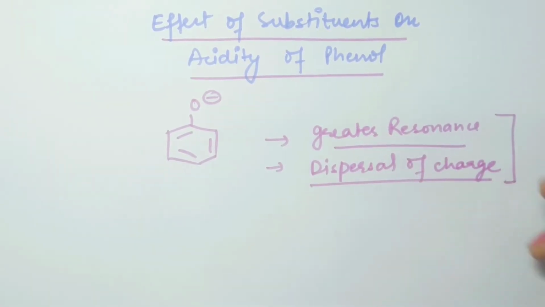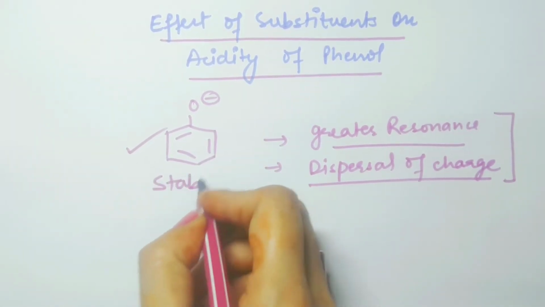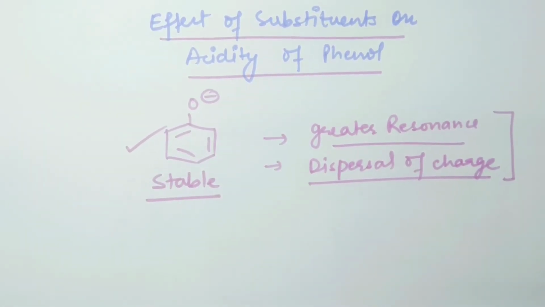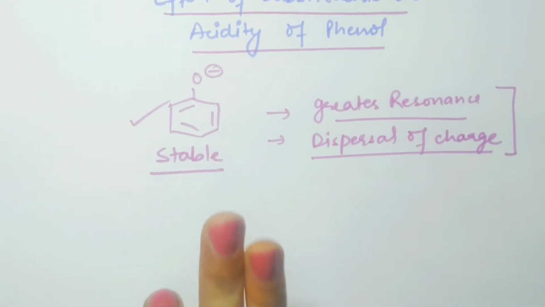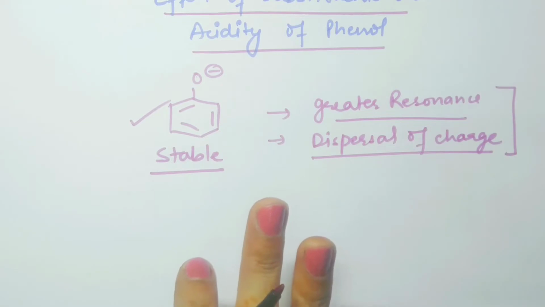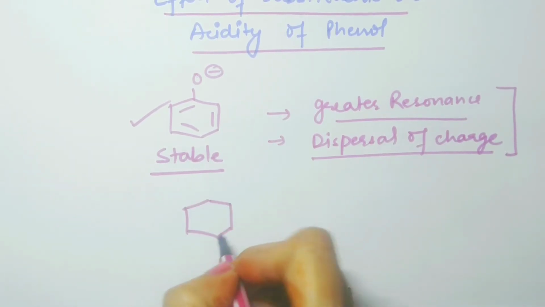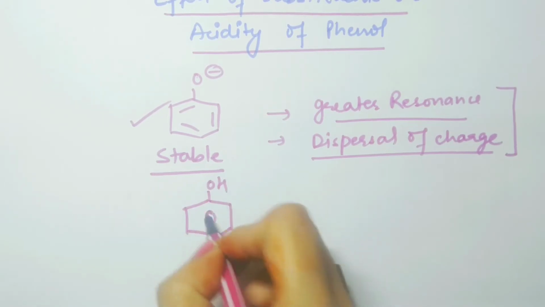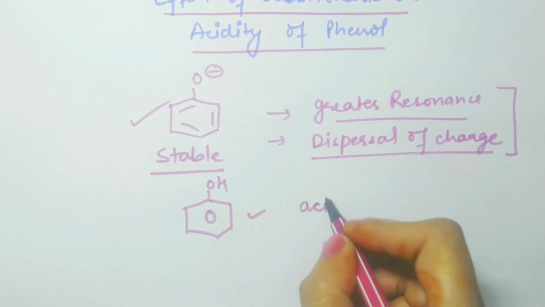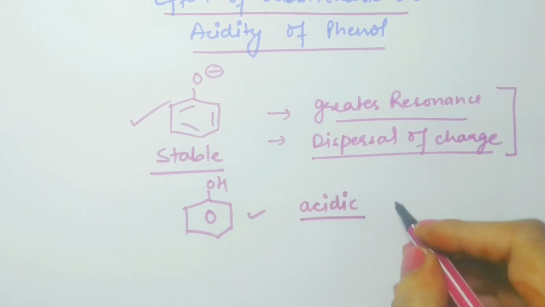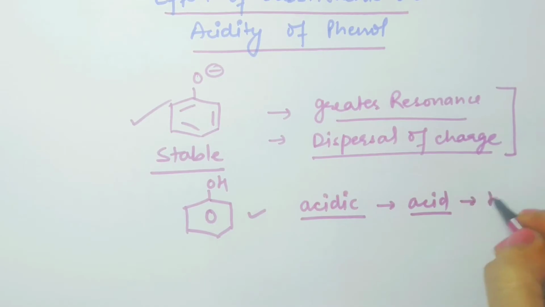Due to these two reasons, this phenoxide ion was more stable. Okay, stability of ion. Now we are talking about the substituents. If phenol is attached with some substituents, what will be the effect? That means we have to discuss its acidic behavior. That means how acid is formed. What is acid? Release of H+.